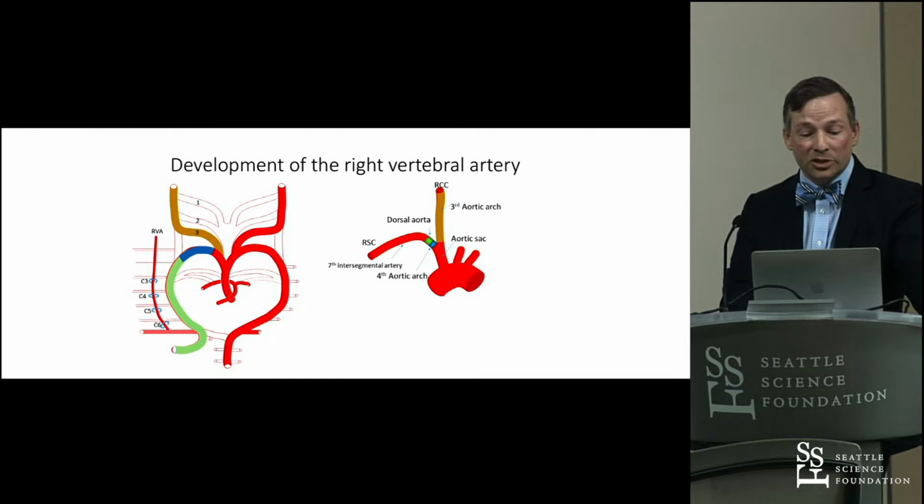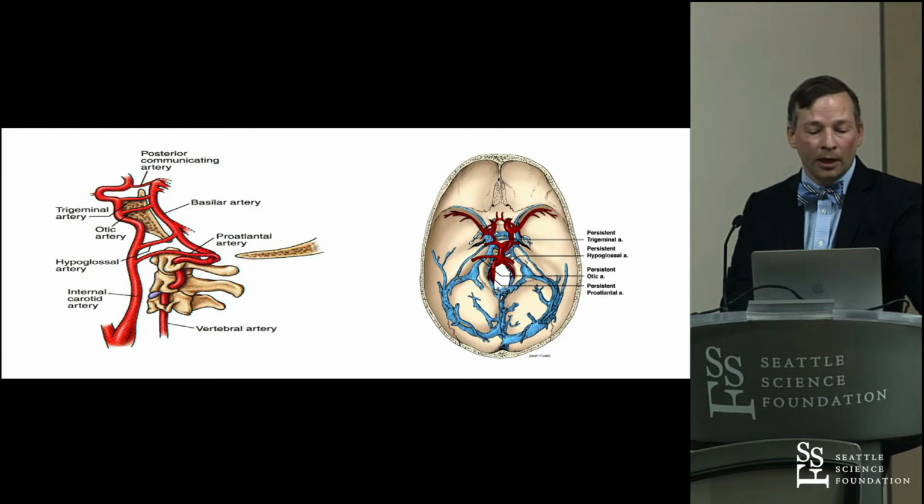On the right side is very similar, and color coding from the aortic sacs that you see on the left, the intersegmentals, and the eventual formation primarily from the seventh intersegmental artery to give rise to the subclavian, and again the first branch of that being the vertebral artery. Some early fetal anastomoses that you'll see from time to time.